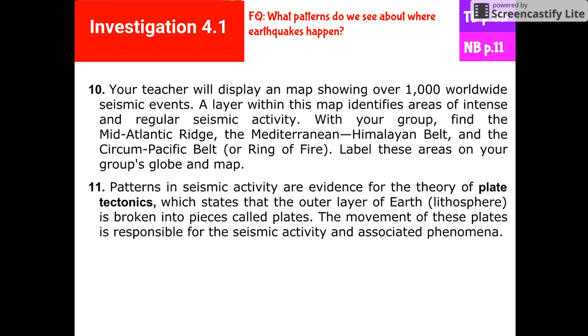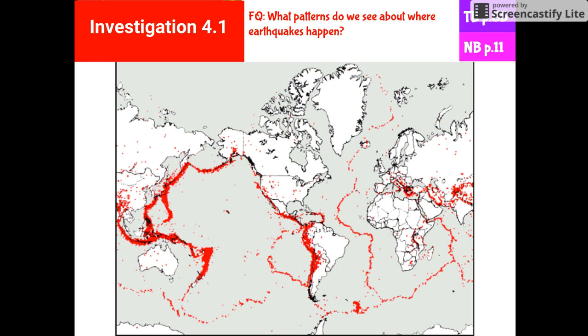And you're going to be thinking about this as evidence of the theory of plate tectonics. You should have watched that in a video, thinking about the lithosphere, which is the outermost part of the Earth, and that is broken into plates. So here's what would happen if we planted 1,000 dots on the Earth's surface. You're going to have a round globe at school during the lab, but this is what it would look like if you planted all of those events.